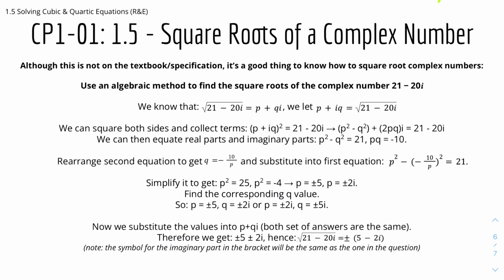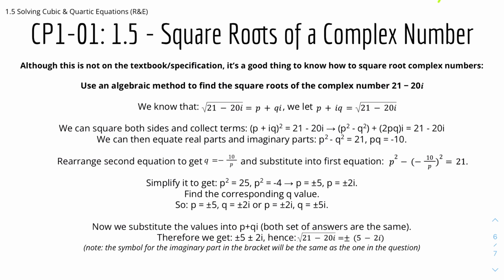And we move on to the last part, which is basically square rooting a complex number. Although this is not in the textbook or in the Excel specification for the code here, it's an important thing to know how to do. So we can use an algebraic method to find the square root of a complex number. The question will be like finding the square root of the complex number 21 minus 20i.